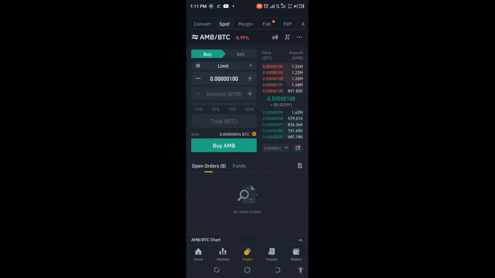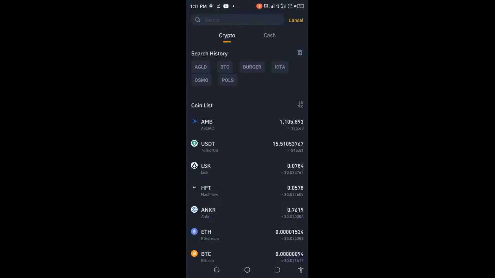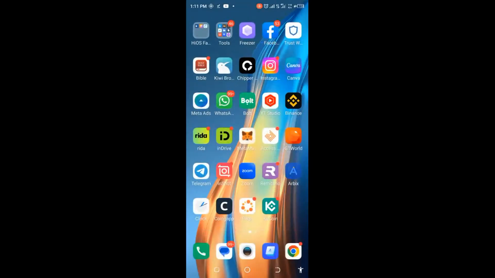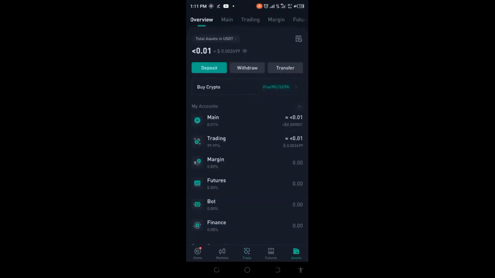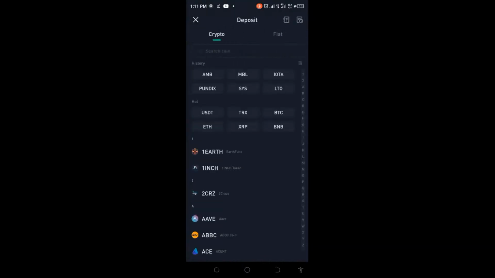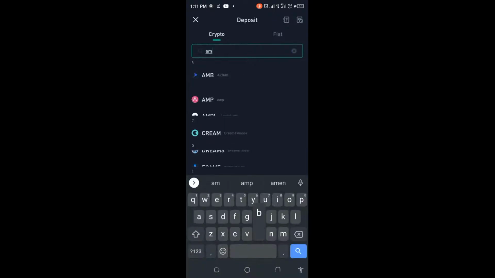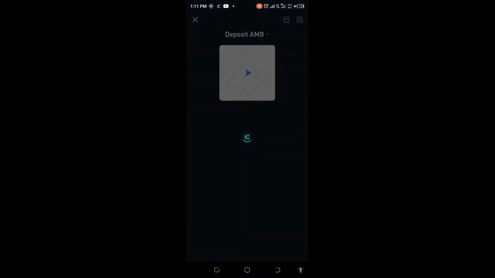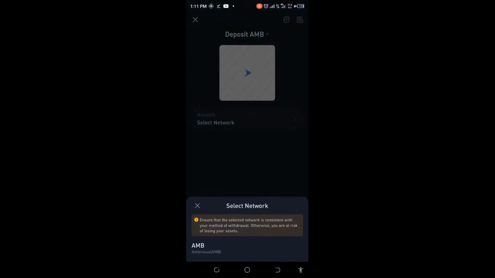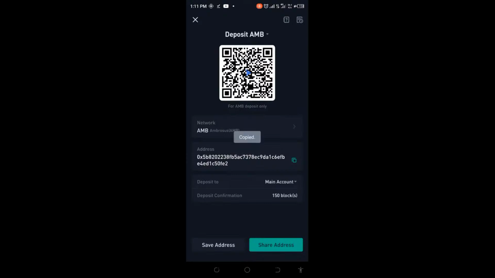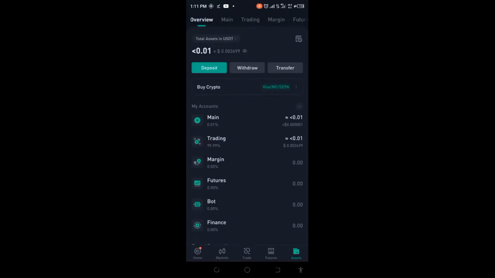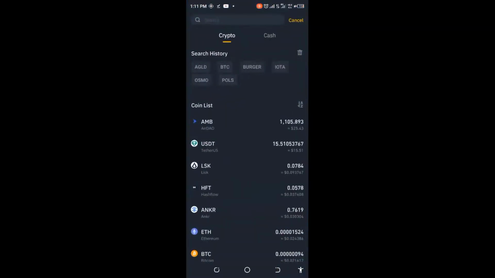So what we're going to do is go to withdraw. Once we've gone to withdraw, we're just going to get the deposit address from KuCoin. What's the deposit address? Let's go there, deposit, and we put the AMB there, then we'll copy it. We're just going to have to copy the address. You just see it's AMB, and make sure it's the same network as the one that you're sending from.